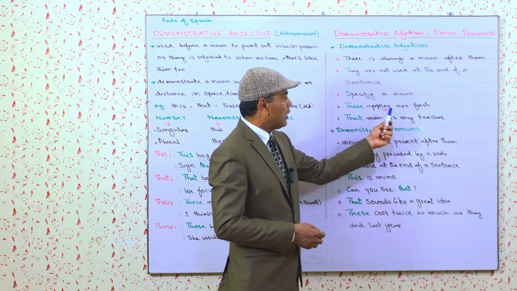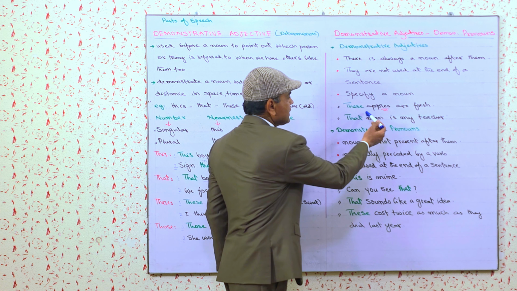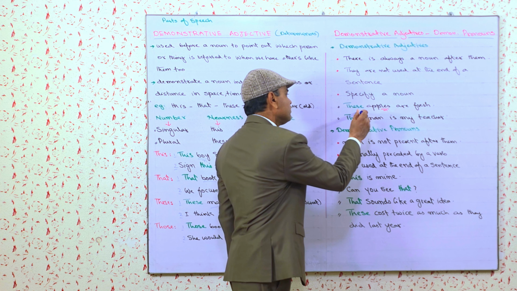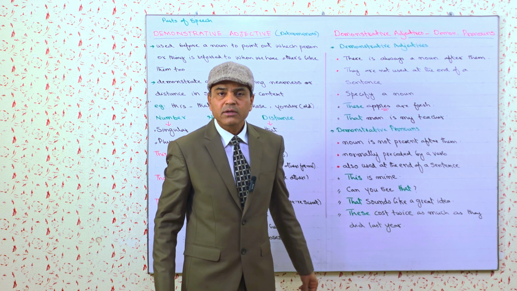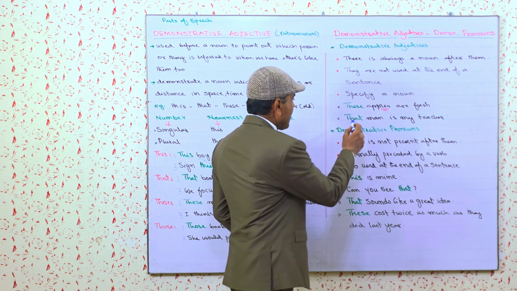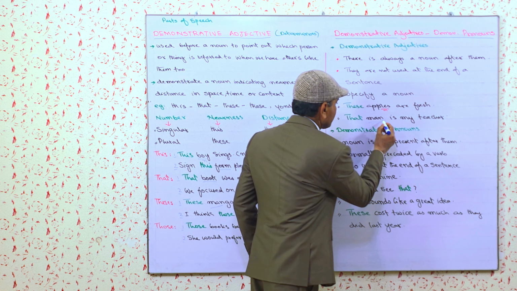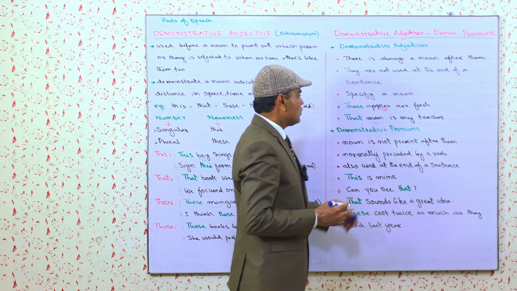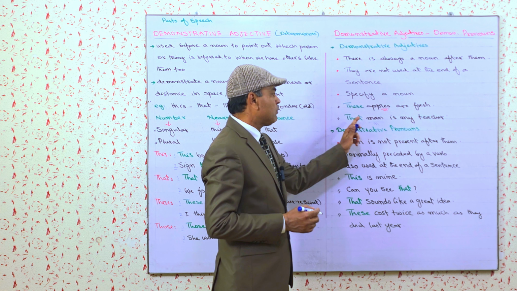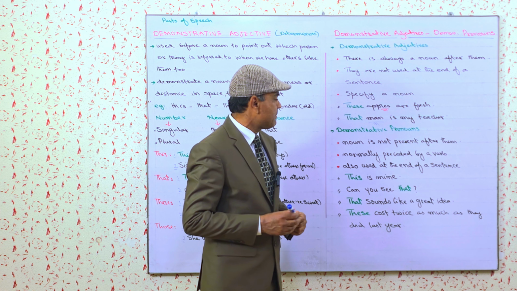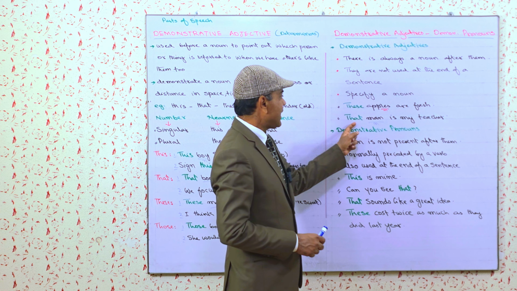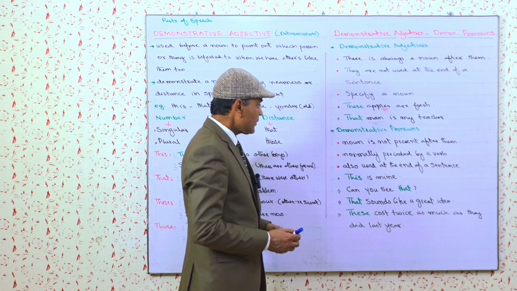Let's have a look again at some examples. These apples are fresh. Again, you can see that after these we have a noun, so these will be considered a demonstrative adjective. That man, after that we have a noun, so that will be considered a demonstrative adjective. So that man is my teacher.